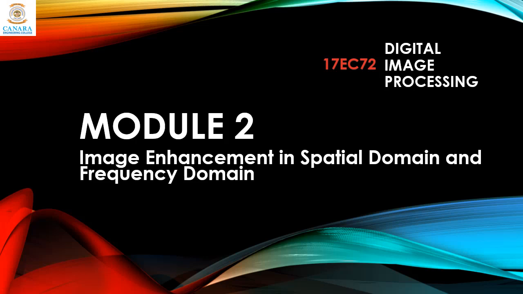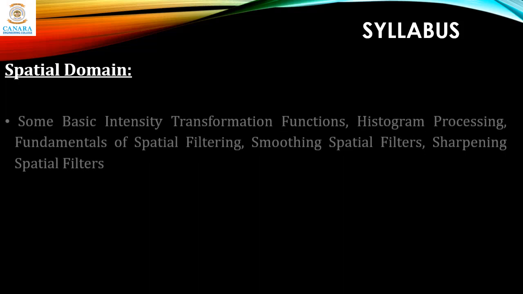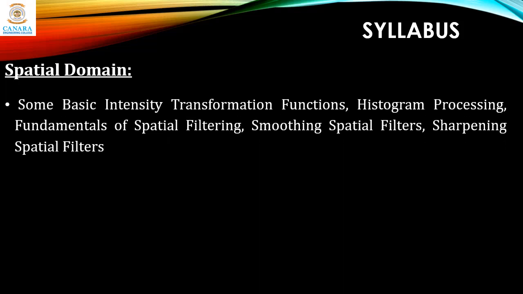In the following series of lectures, we'll learn Module 2 of Digital Image Processing. Let's look at the prescribed syllabus for the second module. First off is spatial domain processing. In that, we'll learn about basic intensity transformation functions, histogram processing, fundamental steps of spatial filtering, smoothing spatial filters, and sharpening spatial filters. And in the second half, we'll learn about frequency domain processing.